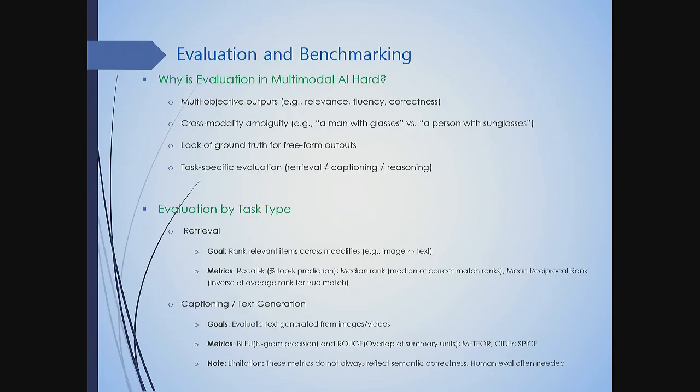So there are many ways to evaluate this kind of model. The first way is retrieval. You rank the relevant items according to the modalities, and then you can use recall. Recall is always top-K recall, which gives the percentage of the top-K predictions. It's the same for Bayesian rank and mean reciprocal rank also. Another evaluation, by task, is when you are evaluating captioning or text generation.